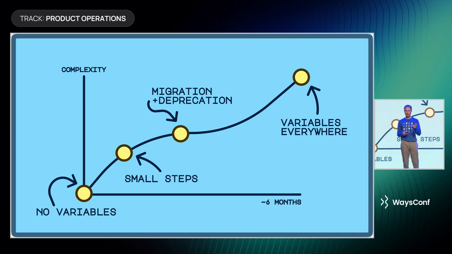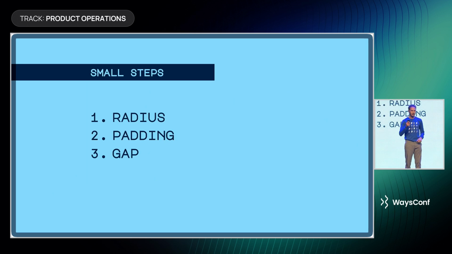We have the migration and deprecation part, and then we rapidly iterate upwards to that variables everywhere section when we have variables used in every single component, every single screen across our design. So those small steps that I spoke about, these are something we can do without introducing any breaking changes to our designs. We can look at introducing 3 things. And these are actually number variables. They're not colors at all.